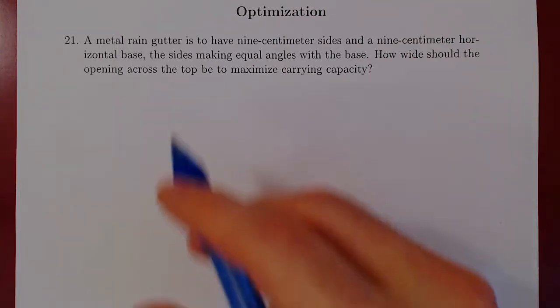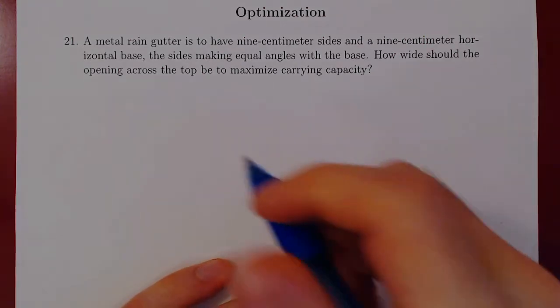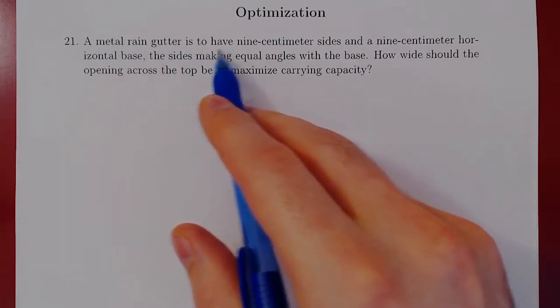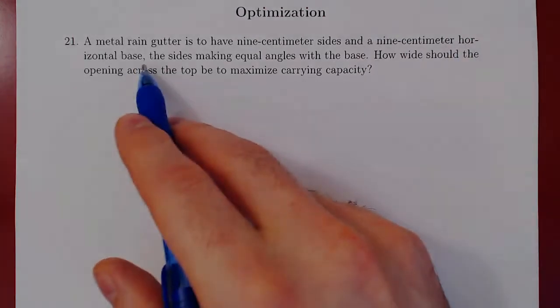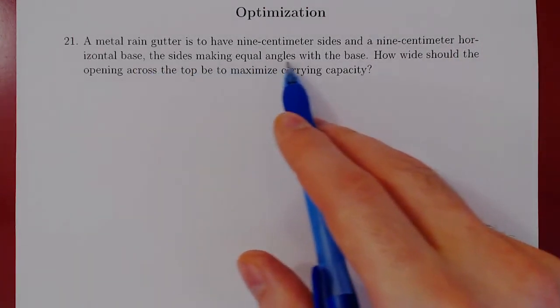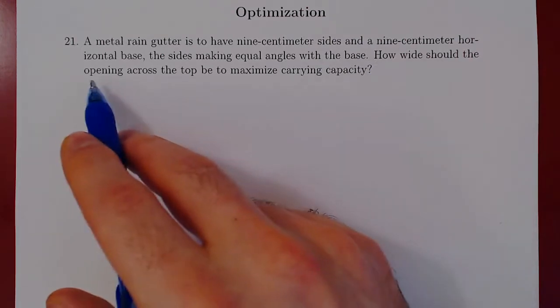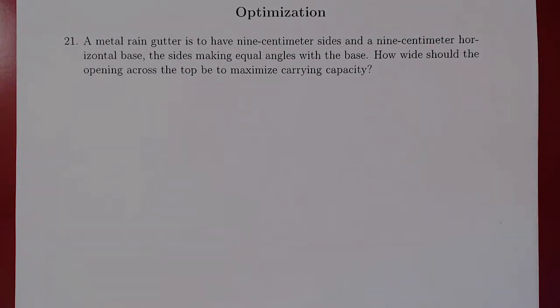Okay, so in this video, we will consider our sixth problem of optimization, and this is problem number 21 on the problem sheet on optimization. Let's look at the problem. A metal rain gutter is to have 9 centimeter sides and a 9 centimeter horizontal base. The sides making equal angles with the base. How wide should the opening across the top be to maximize carrying capacity?